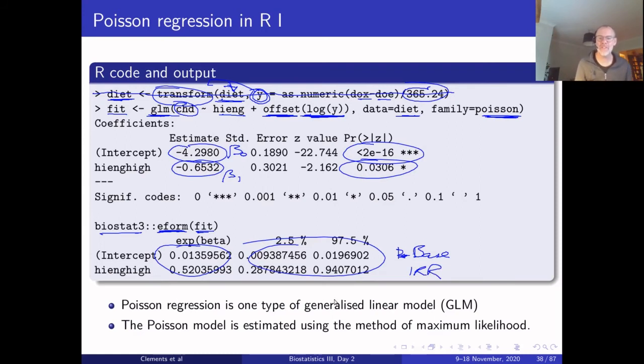Poisson regression is one type of generalized linear model. Two others that we know already are linear regression and logistic regression. The model is estimated using maximum likelihood, which means that we can assume that beta hat is normally distributed.